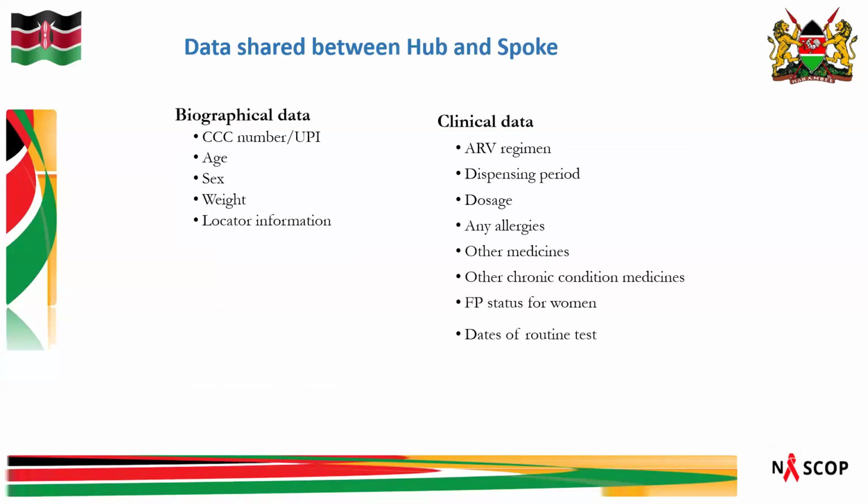So for the data shared between the hub and spoke, we have the biographical and the clinical data. On the biographical data, we have the CCC number or the unique patient identifier. We have the age, sex, weight, and the locator information. On the clinical data, it is about the regimen, the dispensing period, dosage, any allergies, and any other medication which the client is taking, any existing chronic conditions, family planning status for women, and then the dates of routine tests, that is the viral load.